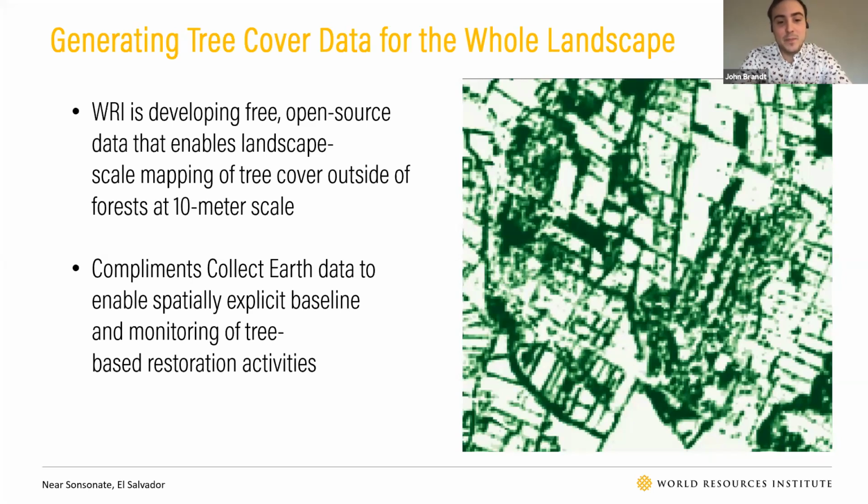WRI is developing free open source data that enables the landscape scale mapping of trees outside of forests at the 10-meter scale. This data complements Collect Earth data in order to enable the spatially explicit monitoring and baselining of tree-based restoration activities. Here on the right is a 400-hectare section of Sonsonate in El Salvador. If the GIF were working, you'd be able to see that we are able to map trees in urban areas as well as individual trees with canopies above about 5 meters on farmland. So this data complements Collect Earth data and enables you to generate landscape scale wall-to-wall data. Next slide, please.